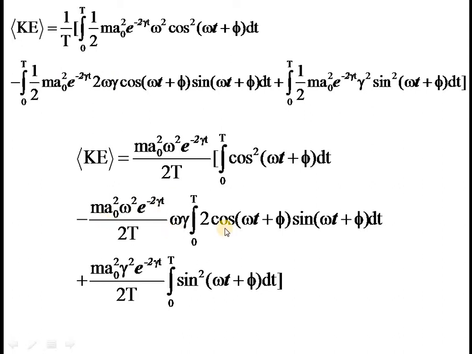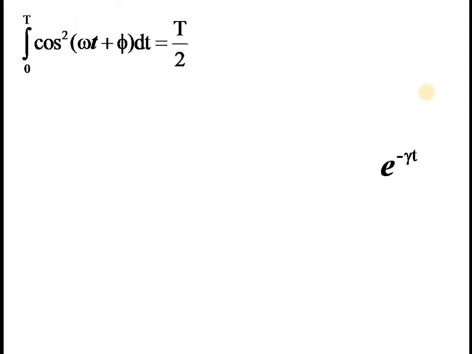You can take them outside, so inside you will have 2 cos(omega t plus phi) sin(omega t plus phi). You have to integrate it, and we can do it in a very simple way. And in the third term, again there are many constants that can be taken outside, and inside you will have sin squared (omega t plus phi). So let us do the integration now one by one.